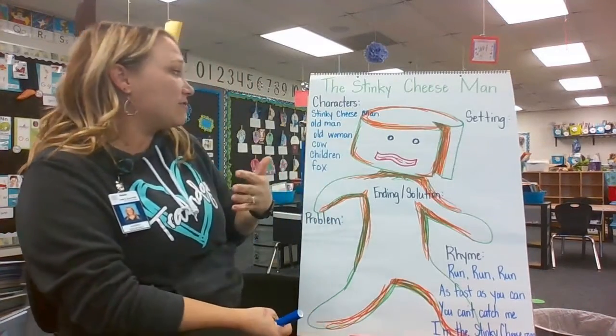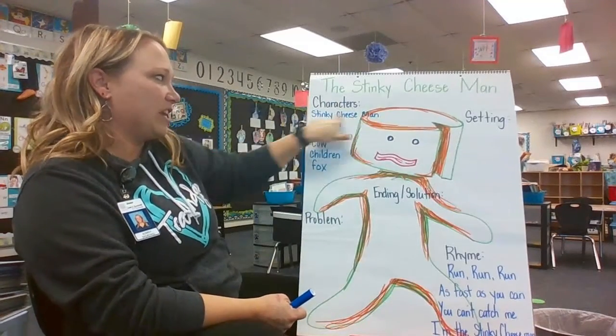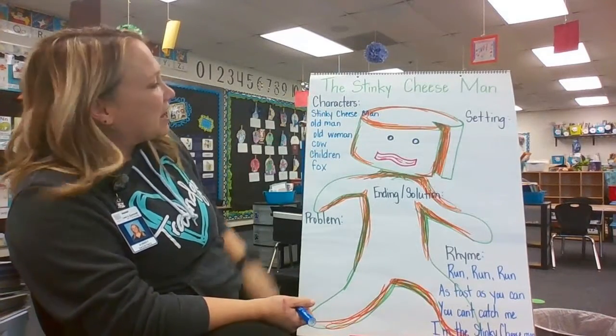So we see some of the characters are the same, like the old man, the old woman, the cow, children, and a fox. And really what changed in this story was the Stinky Cheese Man and what he was made out of.